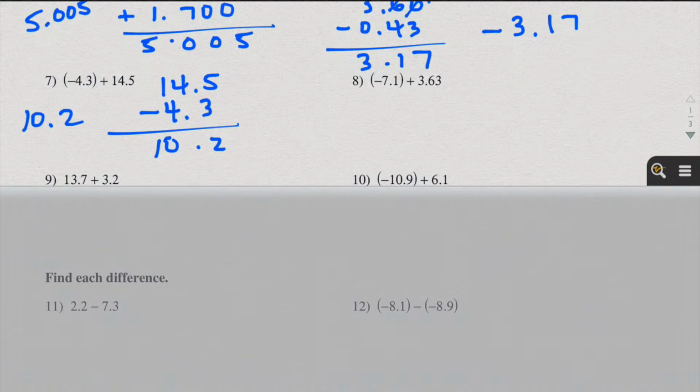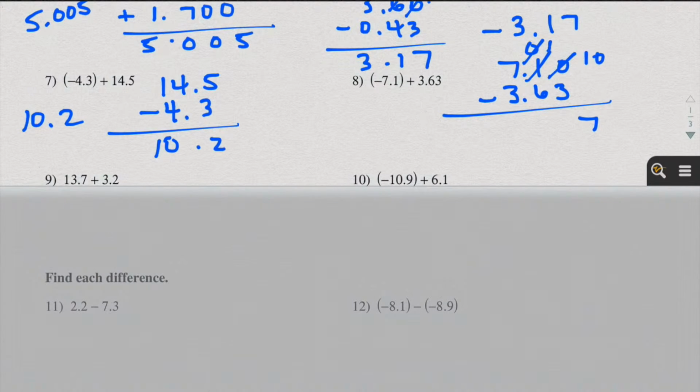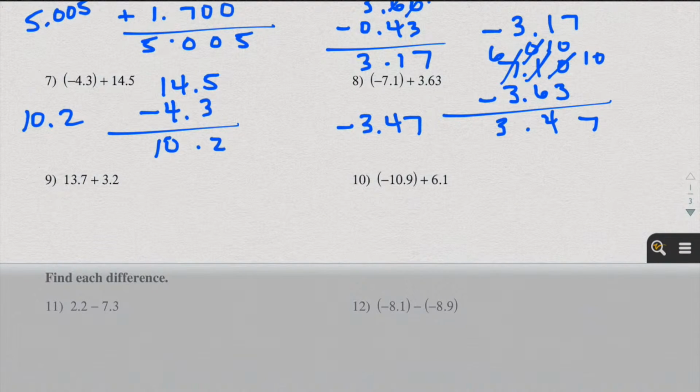Okay, number 8. Negative 7.1 plus 3.63. Because the signs are different, we're going to find the difference, so we'll do 7.1 minus 3.63. We have to add the 0 up here. This 1 becomes a 0, this 0 becomes a 10, 10 minus 3 is 7, this 0 becomes a 10, this 7 becomes a 6, 10 minus 6 is 4, bring down the decimal, 6 minus 3 is 3, so we get 3.47, but we have to put a negative 3.47 because the 7.1 is greater and has a negative associated with it.